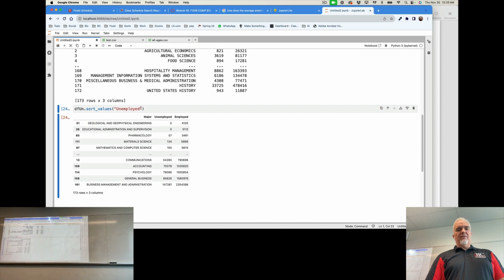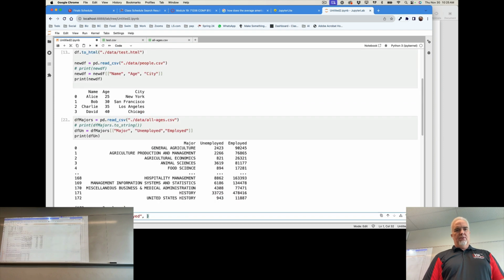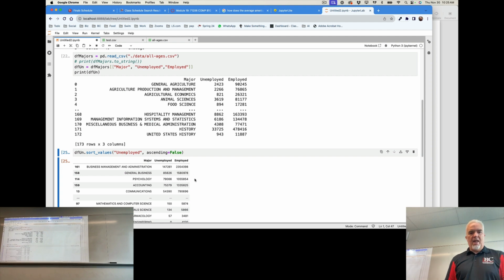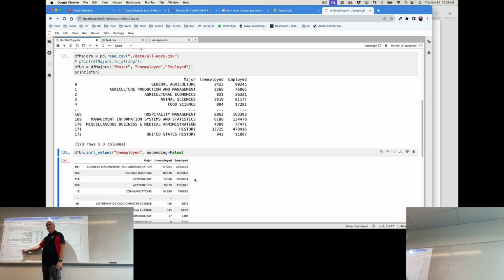But I want to sort it the other way because I want to find out which one has the most unemployed. So I'm going to say ascending equals false, which basically says let's reverse it. So it makes it descending. And the highest number of unemployed college graduates: business management. Yeah, it employs quite a few. And then second to that is general business. Oops, bad. Psych majors, bachelor's in psych. I should know, I have a bachelor's in psych. I had to keep going.